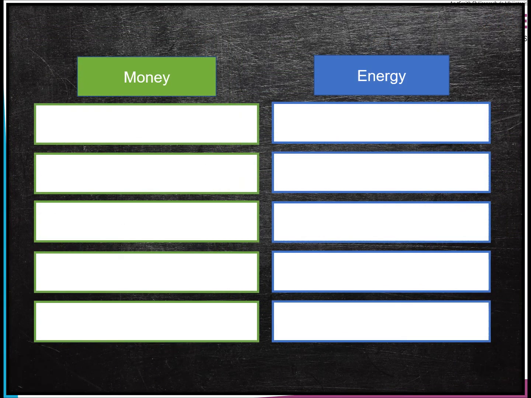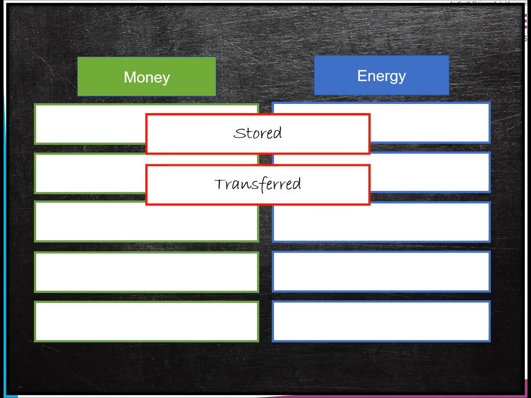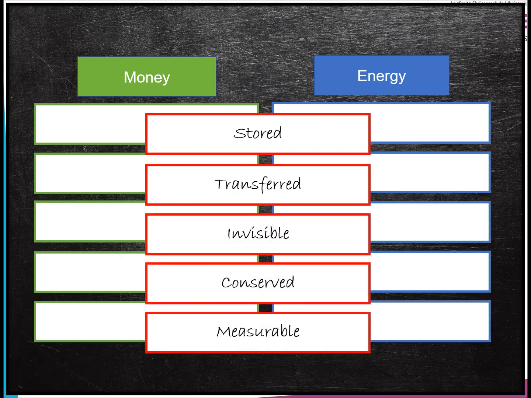Let's review the activity you just engaged in. The Blackboard slide will now show feedback from science teachers across the country during last school year's cluster day. Common mapping words that arose for money as an analogy for energy were stored, transferred, invisible, conserved, measurable. Did you have any of these mapping words, or any different ones?